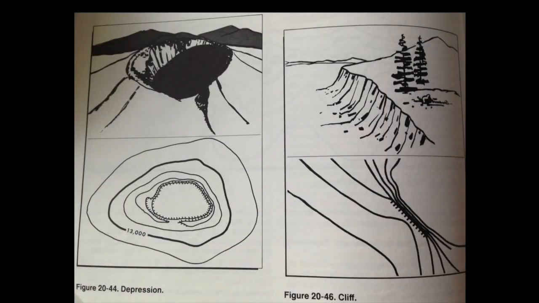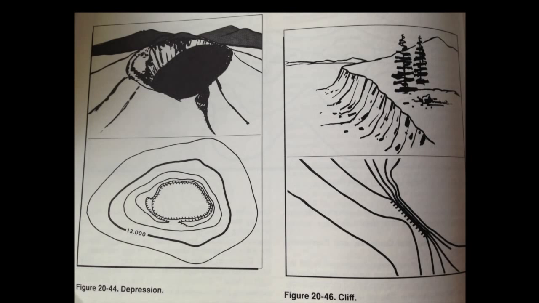Okay, so here we have a depression on the left, and a depression looks essentially the same as a peak, except it has little tick marks that go to the inside of it. That might be like the picture above it, a volcano. It also could be a sinkhole or just a low area that's lower than the ground surrounding it. And then on the right you have a cliff, and these are kind of important to know for obvious reasons.